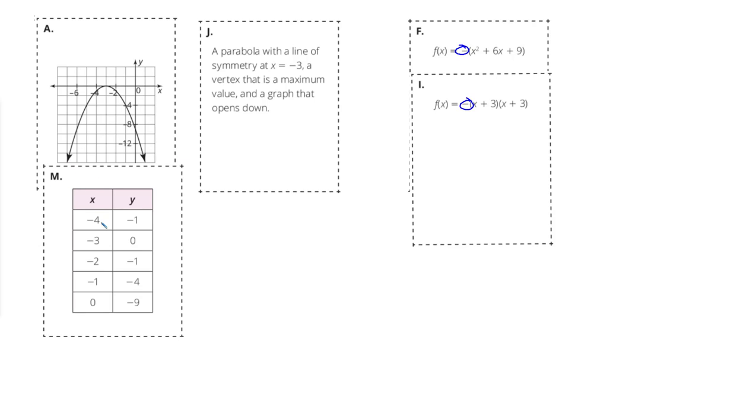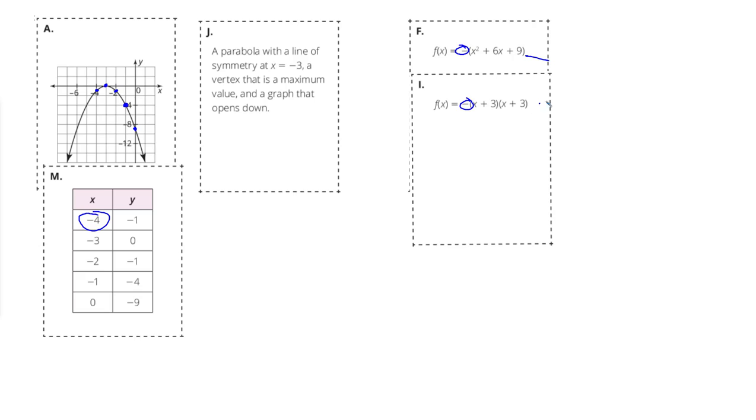If I take these points and plot them, -4, and then I go down to -1. Yeah, -1, because we're counting by 2's on the y. -3, 0. -2, -1. -1, -4, and 0, -9. Those are all plotted.